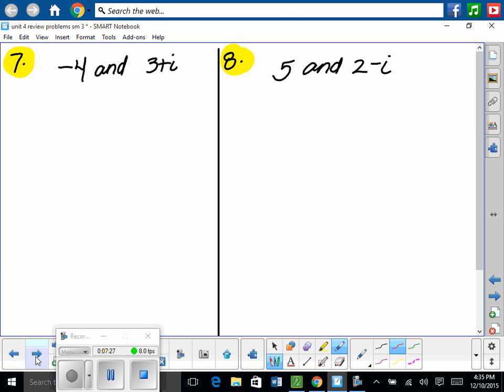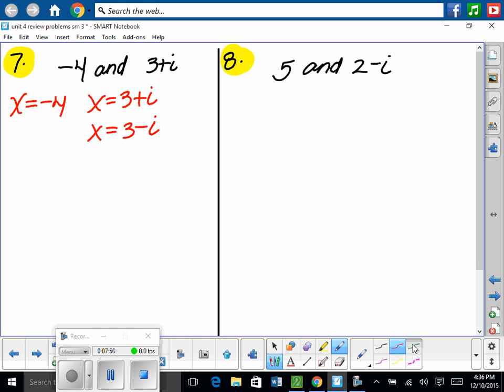Okay, number 7. It says given a polynomial has these zeros, find any remaining zeros, then find a polynomial in standard form using the zeros. So we know that these are zeros, so they're x values. x is equal to -4, x is equal to 3 plus i. Now remember, the conjugate root theorem says if you have an imaginary root, then its conjugate is also a root. So this is an imaginary root, so its conjugate, 3 minus i, is also a root.